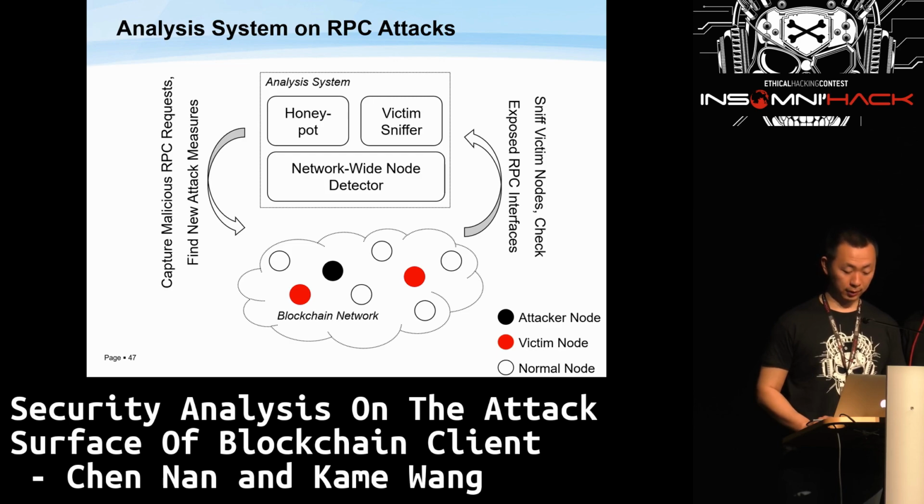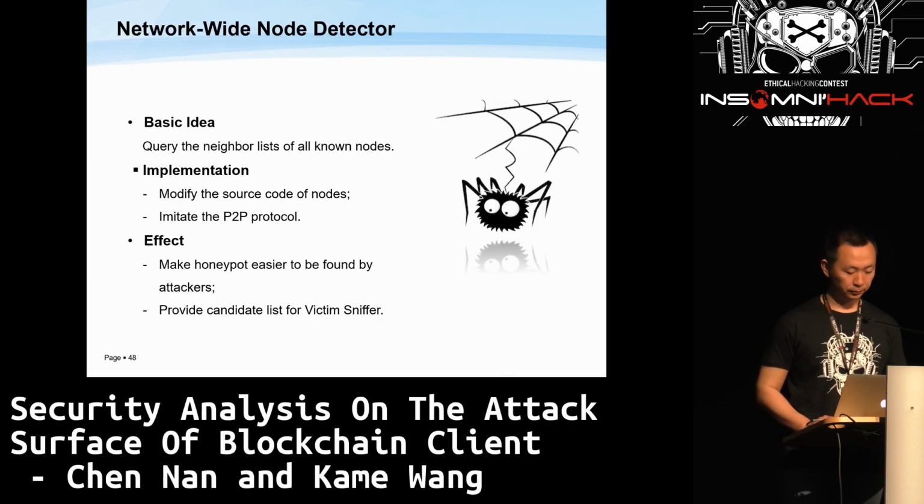The honeypot will capture malicious RPC requests and find new attack measures from these requests. The victim sniffer will find out the nodes in the blockchain network whose RPC interfaces are exposed. The node detector is a special component which can find all the nodes in the target blockchain network. It is the basis of the other two.